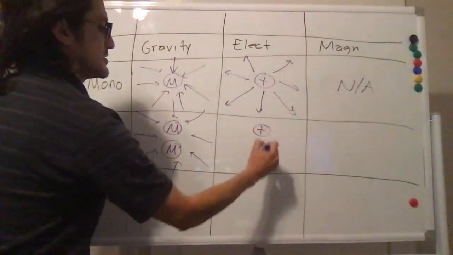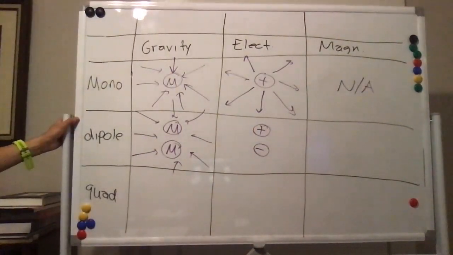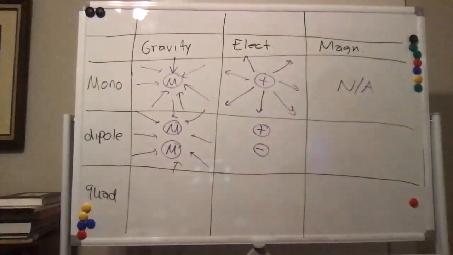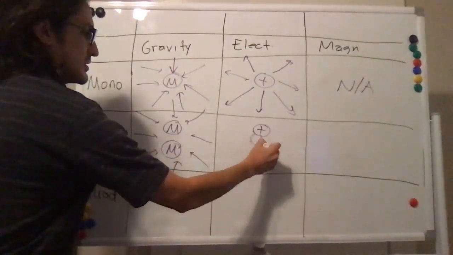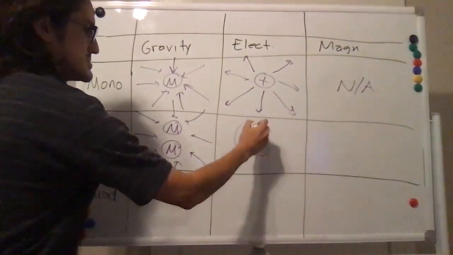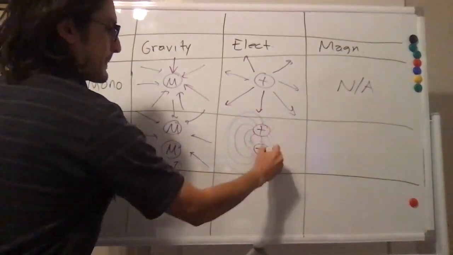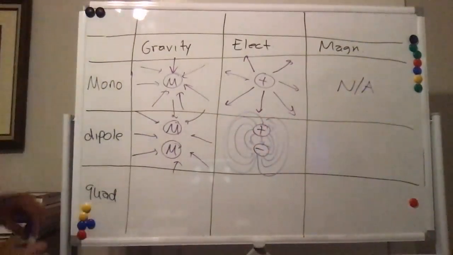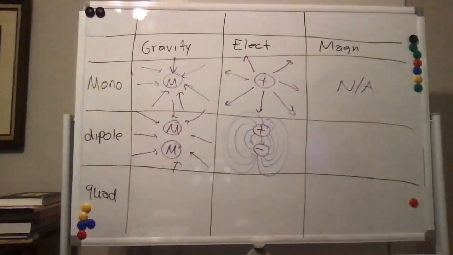What about the electric one? Well, you said different color. It's like it flows from plus to minus. Yeah. So the gravitational dipole and the electric dipole look pretty different.